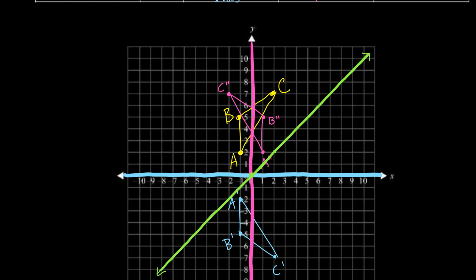So will this always be the line we use for these ones? You could be asked to reflect over different lines. All right.